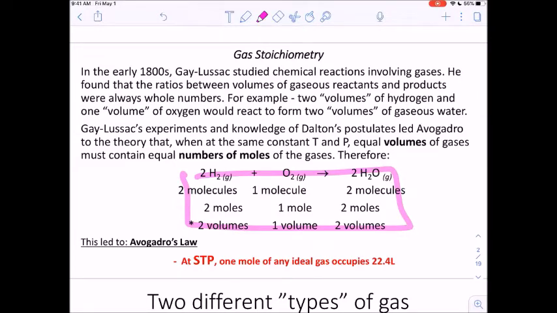Gay-Lussac's experiment and figuring Dalton's postulates, which said that we have to have the same number of particles on the reactant side, the same particles on the product side, led Avogadro to the theory that if we have something at the same temperature and pressure, equal volumes of gas have to have equal numbers of moles of those gases. And therefore, instead of reading this as just 2 moles of H2 and 1 mole of O2 produce 2 moles of H2O, we could assume that 2 volumes of H2 and 1 volume of O2 would produce 2 volumes of H2O. So that led to his theory that at STP, 1 mole of any ideal gas always contains 22.4 liters. So it takes up that 22.4 liters of space. And that's how we do our STP calculations. It makes it much easier. So you use that as either 1 mole over 22.4 liters or 22.4 liters over 1 mole, depending on how your units need to cancel out.